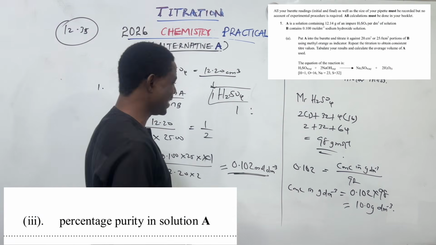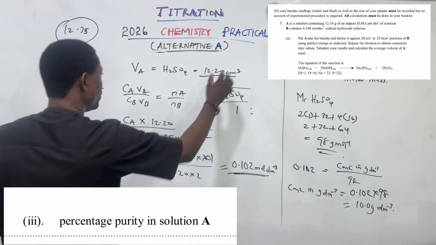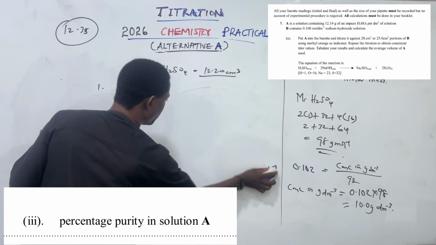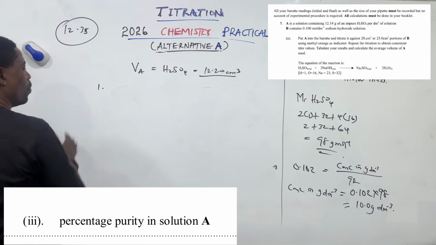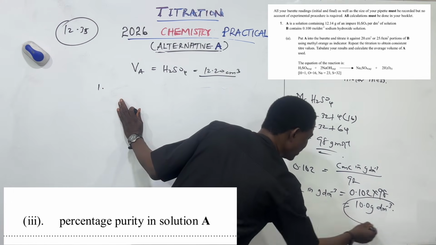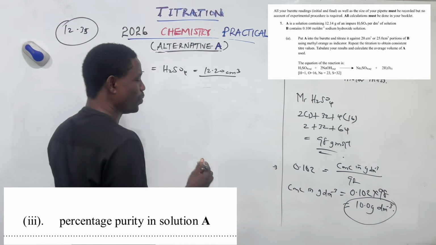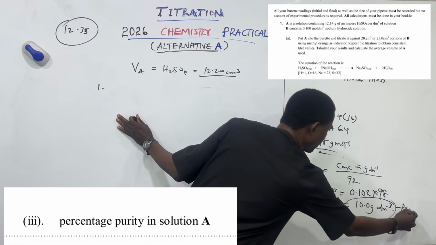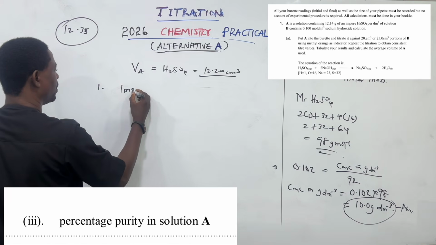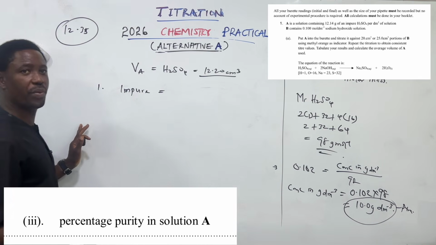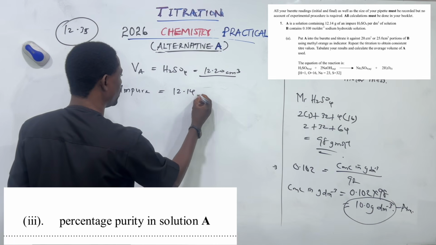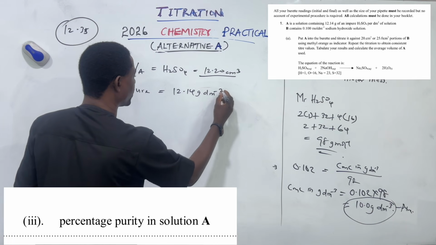The next thing is percentage purity. Let's quickly do that. What is the percentage purity of this? Remember, percentage purity is pure over impure times 100%. This is the quantity of the acid that reacted with the base, so that is the pure. All right, look at the impure. Impure is given already, as 12.14 gram per dm³. From the question, can you see?